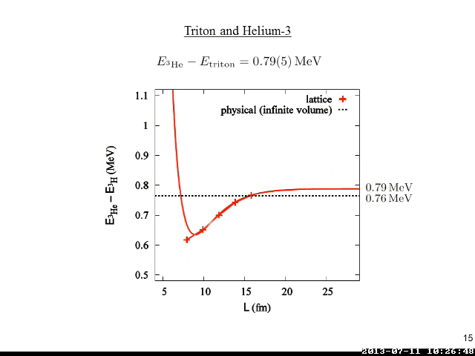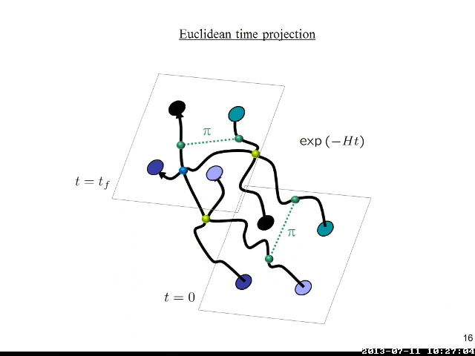Okay, and then the difference is 0.76 MeV, we get an answer of 0.79 MeV with an error bar of 0.05 from the extrapolation, and it's reasonable compared with the experimental value. Okay, so now we get to, I'm way behind, but it's okay. So now we get to the actual Monte Carlo part.